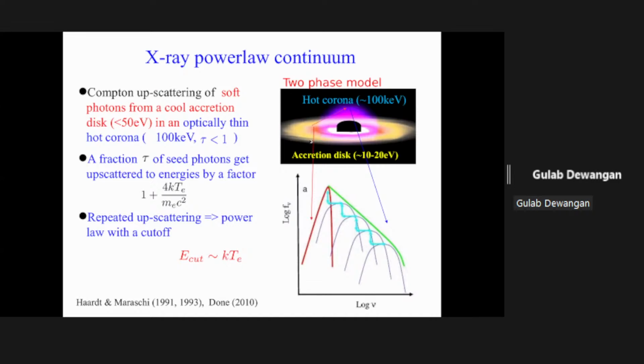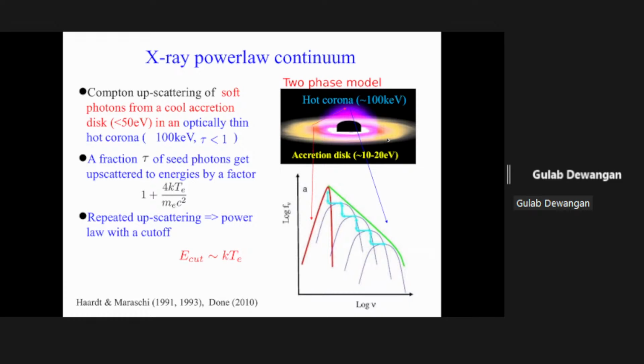Then we think that the innermost region essentially has two phases. One is the cold phase, which is the accretion disk with a temperature of a few tens of electron volt depending on the mass, and there is another hotter phase, which we call the hot corona. The temperature of this hot corona is about 100 kilo electron volt in energy units. It is optically thin, while the accretion disk is optically thick.